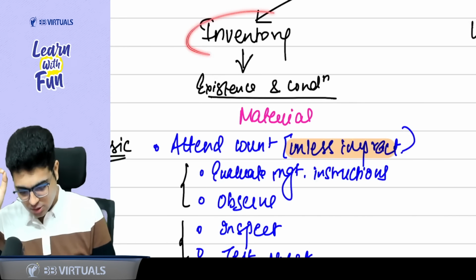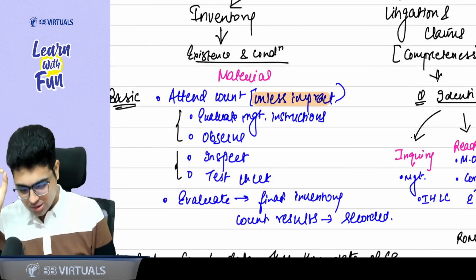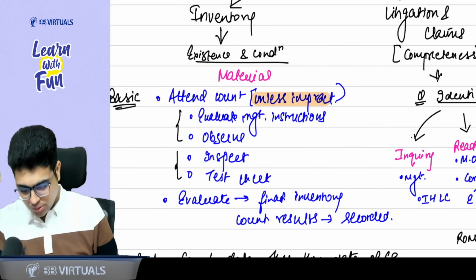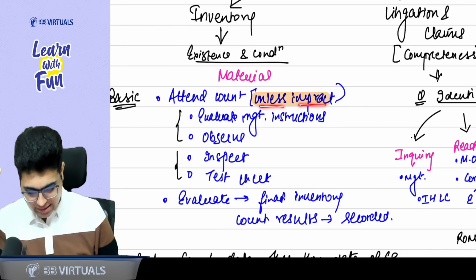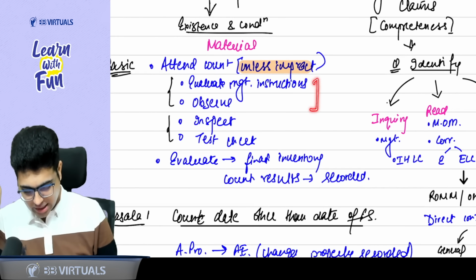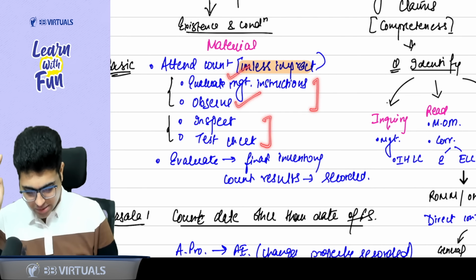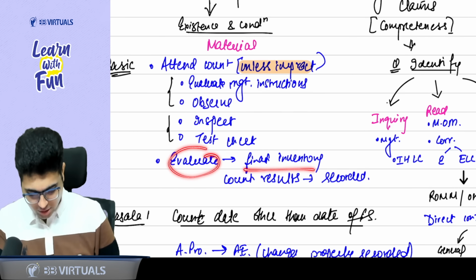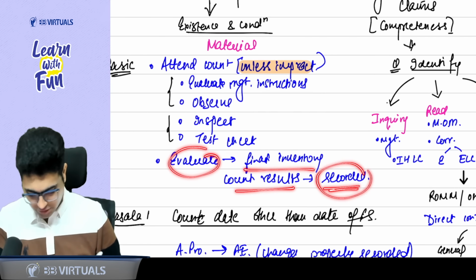First of all, we discuss the concept of inventory. Here we are focusing on the existence and condition when the inventory is material. Basic point: you need to attend the inventory count unless it is impracticable. 2 things you do in the cabin: evaluate management instructions, observe the inventory count. 2 things outside the cabin: inspect the inventory, test check the inventory. Lastly, you evaluate whether the final count results are recorded in the books of accounts.